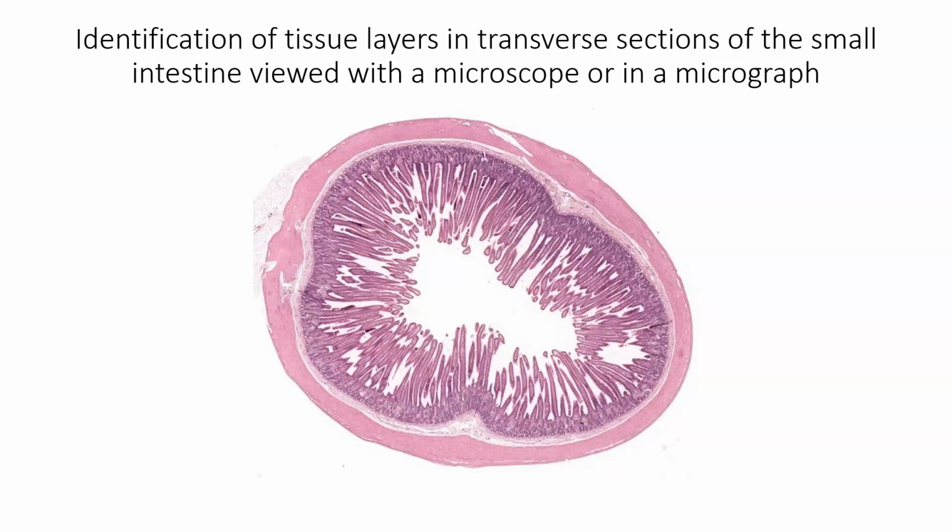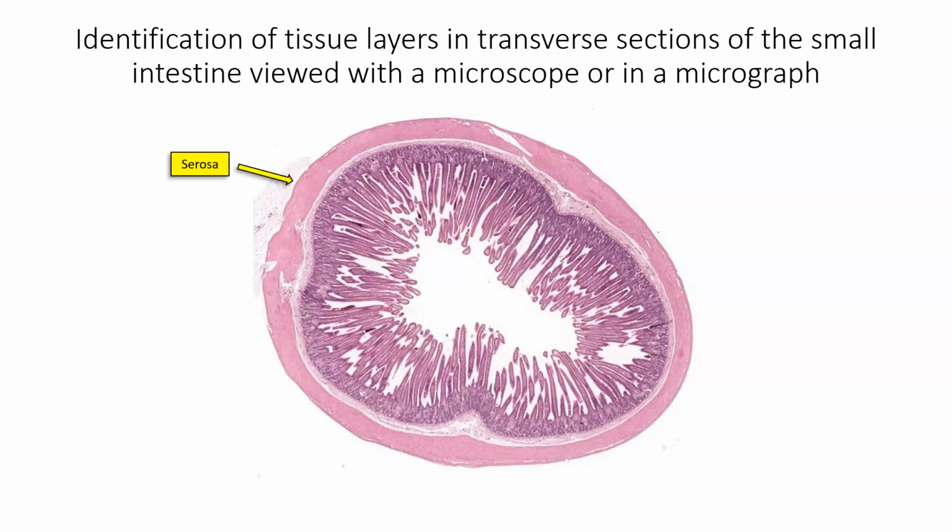Okay? When we look at transverse sections of small intestine with either a micrograph or a microscope, you will see this particular structure, and this is an actual skill. Okay? This is outlined in the IB subject guide as a skill that is required for you to know. And so when you look at this particular tissue layer, this cross section or transverse section, we need to be able to identify specific tissue layers.